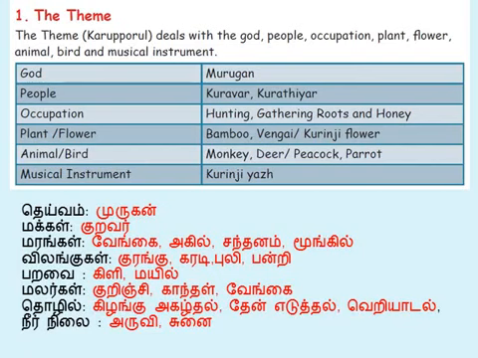The people were Kuravar and Kuratiyar. The occupation, how they spend their time? By hunting animals, gathering roots and honey. They used to collect honey from the honeycomb on the trees. The plant were bamboo and the flowers were vengai and Kurinji flower. The animals were monkey, deer, and the birds were our beautiful peacock, our national bird, and the talking bird parrot. The instrument they used for playing music was the Kurinji yaal.